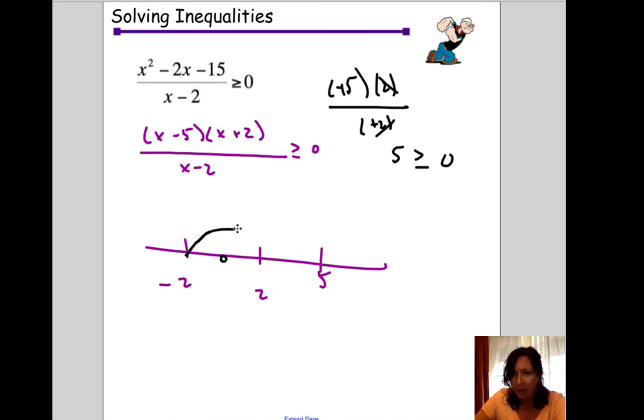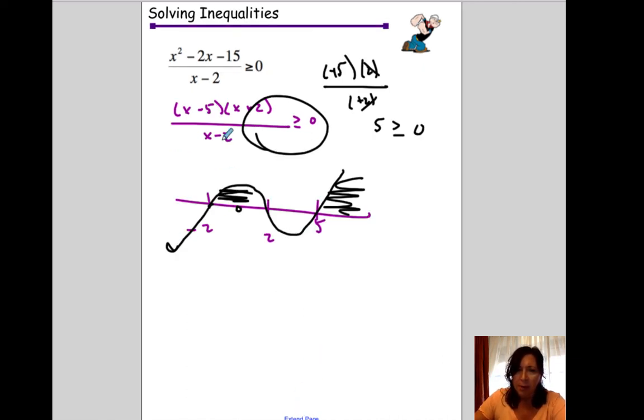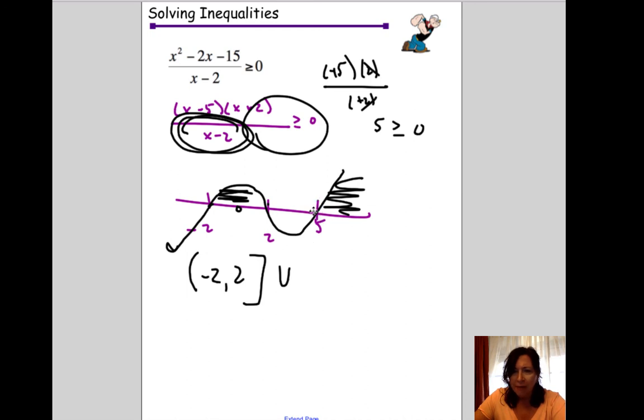So here it's up, through, and this is down. So the question is saying, where is my graph greater than or equal to 0? Here and here. So my answer is going to be, remember, if it's easier to put in your asymptote parenthesis here, parenthesis, negative 2 to this value 2, which is a bracket. 5 is another bracket because it's on the top. So that's going to be bracket 5 to infinity. That's my answer.